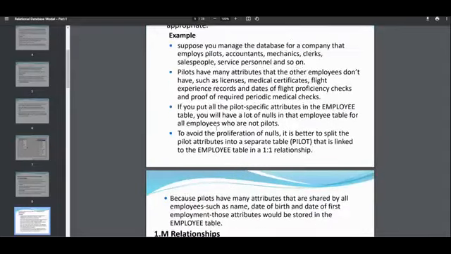Okay, you can go through these examples. The same kind of examples help us to understand the concepts in a better way.